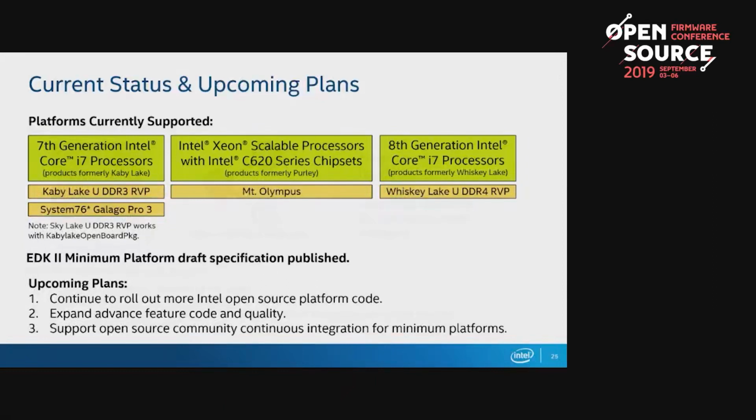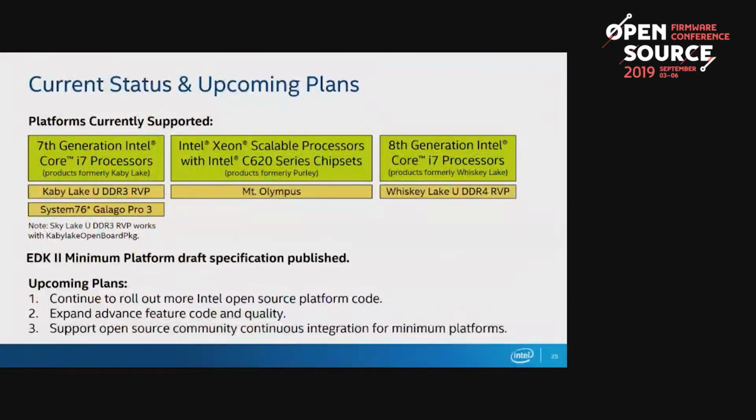These are our three main imperatives at this moment. We want to continue to roll out more Intel open source platform code. As Intel, we realized that we need to unlock this code, so we're primarily focusing on getting the open board packages out. That's one of our primary priorities. And then the other one is expand the advanced feature code and quality. As we get these advanced features out, we want to keep modularizing the chunks of our internal platforms and moving them out to advanced features and then pulling them back in to our platforms using the Min platform model.